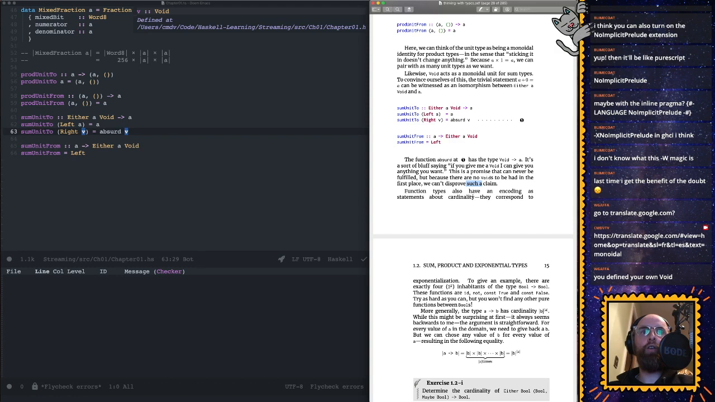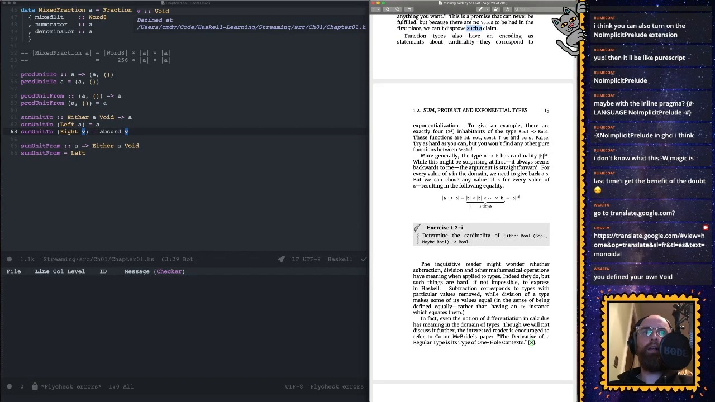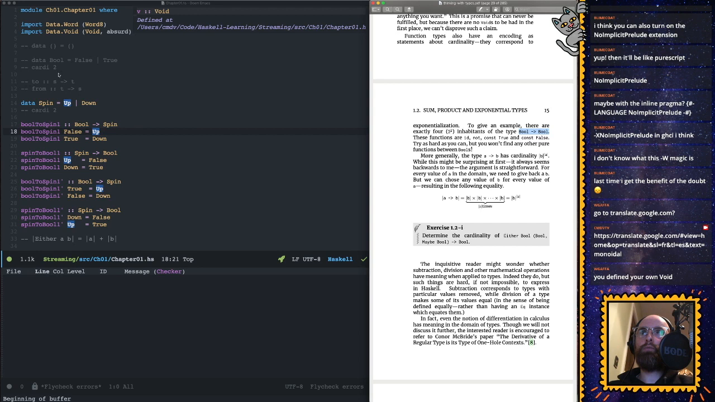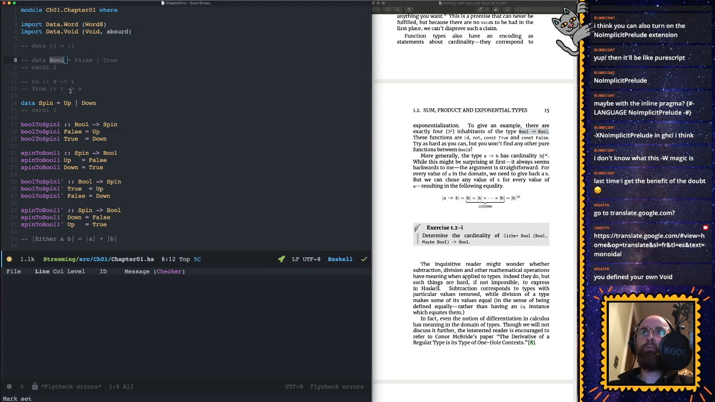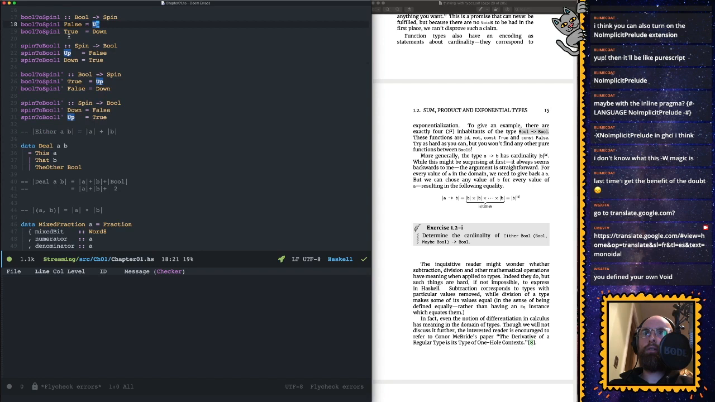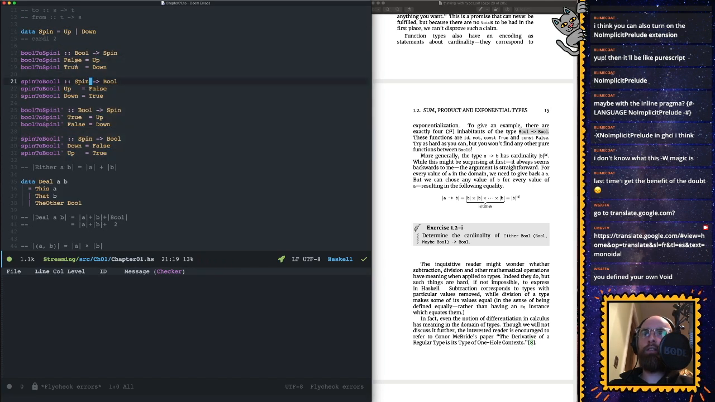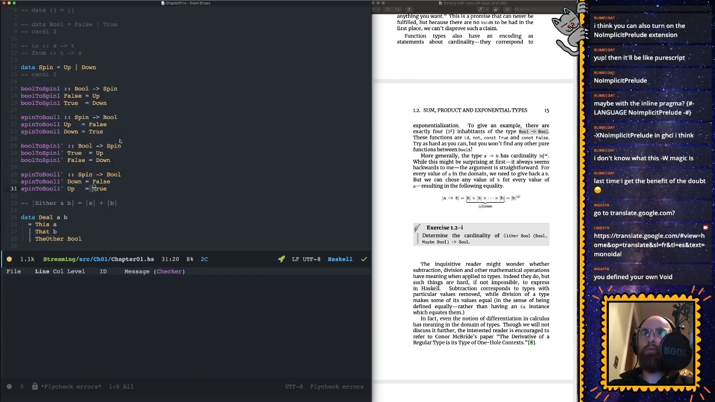Function types also have an encoding as statements about cardinality they respond to. Let's have a look. Okay, yeah, this bit's good. Exponentialization. See, I can say that word, but not monoidal. To give an example, there are exactly 4 (2 squared) inhabitants of the type Bool to Bool. So does that make sense? Why Bool to Bool might have 4? Well, I'll demonstrate. Where's my Bool? There's my Bool. So from Bool, you're basically saying Bool has 2. We know that it has 2. So if we're going from Bool to another Bool, then the isomorphism to get from one to the other is going to be obviously 2 to the power of 2, which is here. Look. So that's our 2 to the power. That's all like the different examples that you can do of a Bool. Oh, sorry, would that be a Bool to Bool?